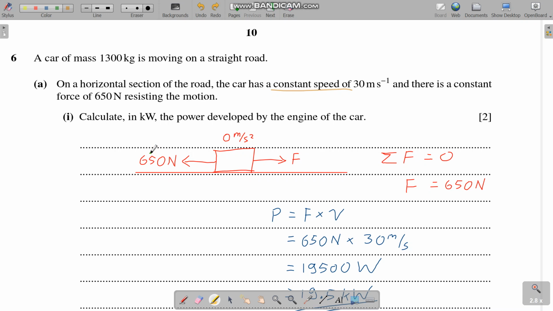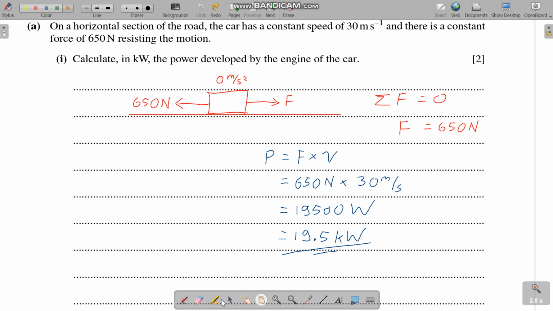Okay, so because of the constant speed, the acceleration is 0. We have sigma F equals 0. This means the engine force must be equal to the resistance force, so the engine force is also 650. The power is force times velocity, so the engine power is engine force times velocity. The answer must be in kilowatts, so 19.5.